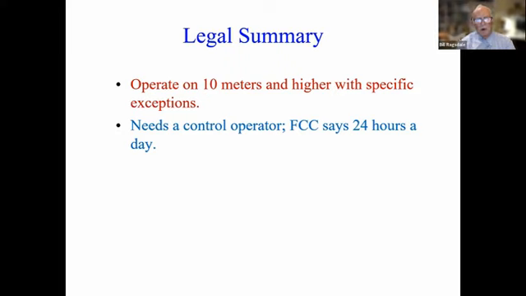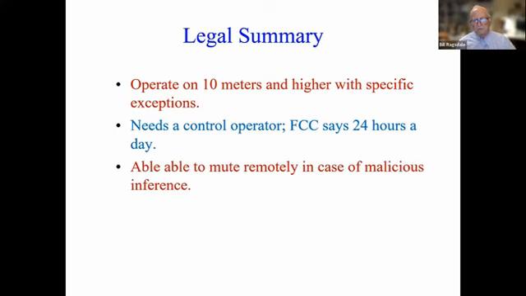You also need a control operator. The FCC says that you should be able to mute the repeater in case of malicious interference 24 hours a day. Although I really don't know of repeaters that have 24-hour monitoring in use. I do feel, though, that one of our control operators will probably get a telephone call late at night if there's abuse on the repeater. And so you need to be able to mute the repeater remotely in case of malicious interference.